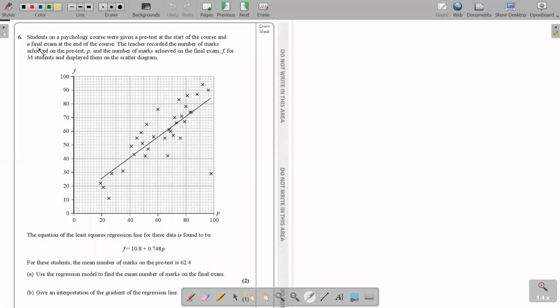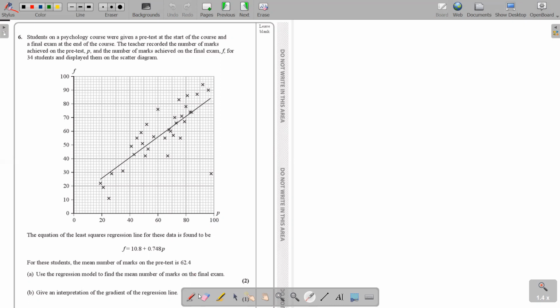Question number 6. Students on a psychology course were given a pretest at the start of the course and a final exam at the end of the course. The teacher recorded the number of marks achieved on the pretest as P and the number of marks achieved on the final exam as F for 34 students and displayed them on a scatter diagram. The equation of the least squares regression line for these data is found to be F equals, and they have given the regression line. For these students, the mean number of marks on the pre-test.